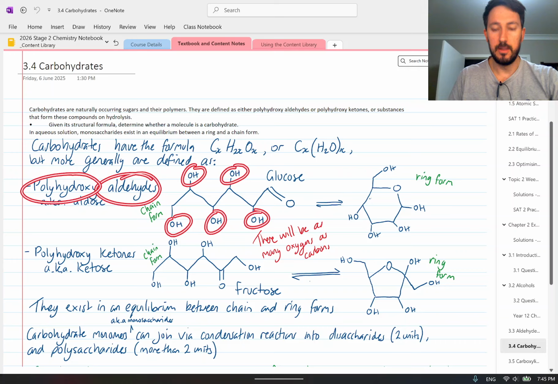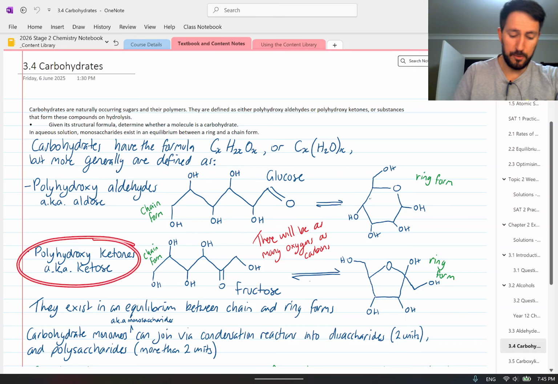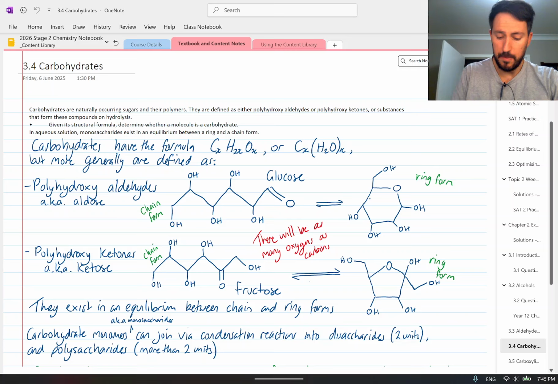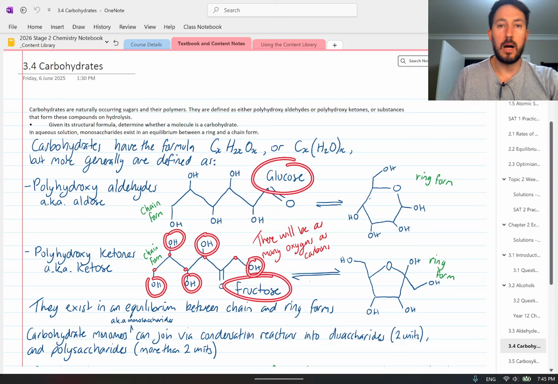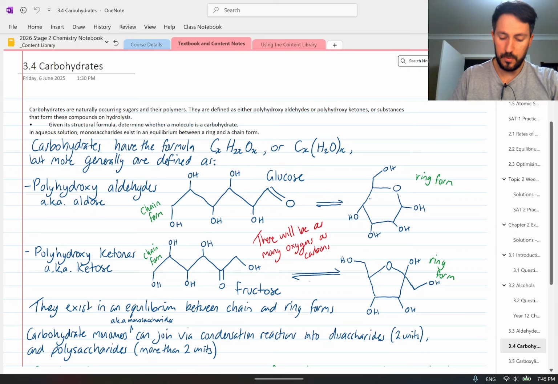Now similarly, for our ketose, our polyhydroxyketones, we have a ketone, or a keto group, with our C-double-bond-O with carbons coming off of each side. Each of those carbons in both glucose and fructose has one hydroxyl group per carbon, at least per carbon that isn't directly attached to our double bond O.